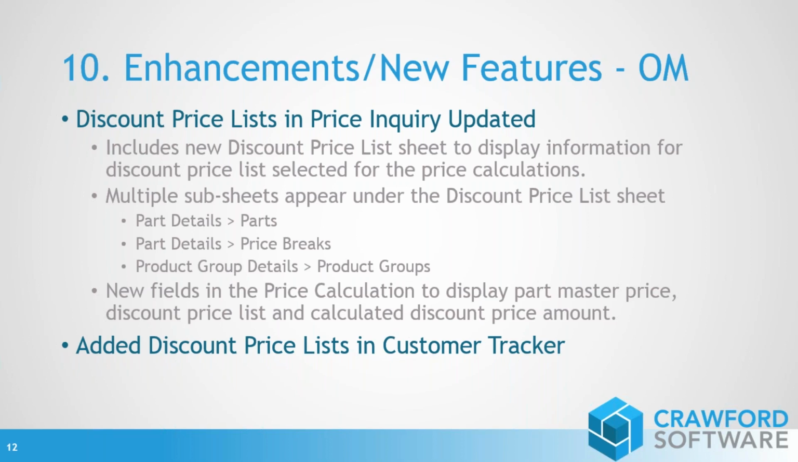And those discount price lists have price calculations that you're going to give discounts on specific parts, or price breaks at quantities or by products. You might have it by a product group. Your discount price lists are different than your standard price list that you have for your sales. And this discount price list price inquiry gives you the breakdown of how you have that all defined.